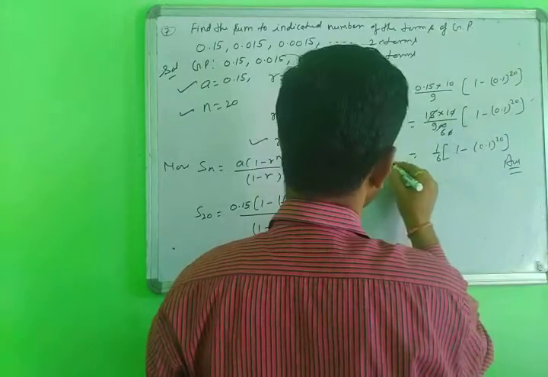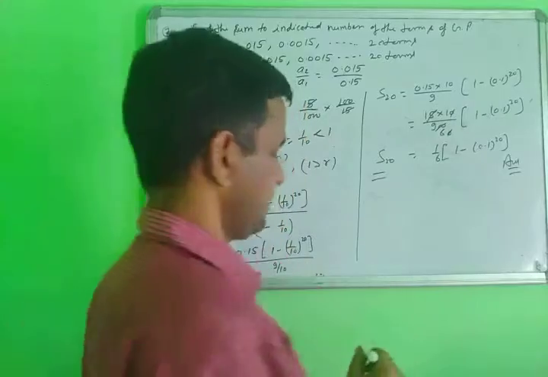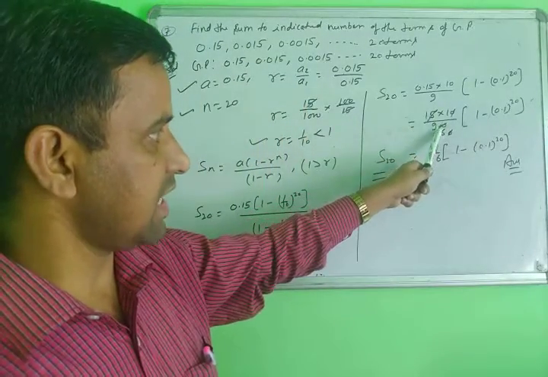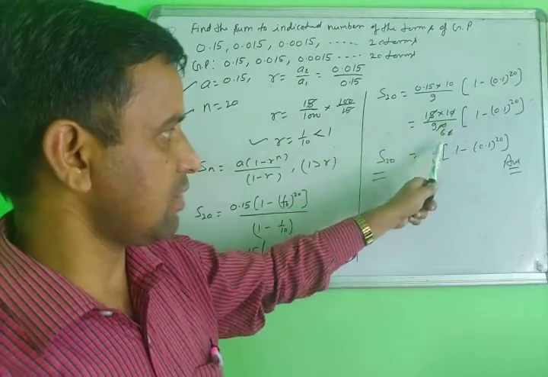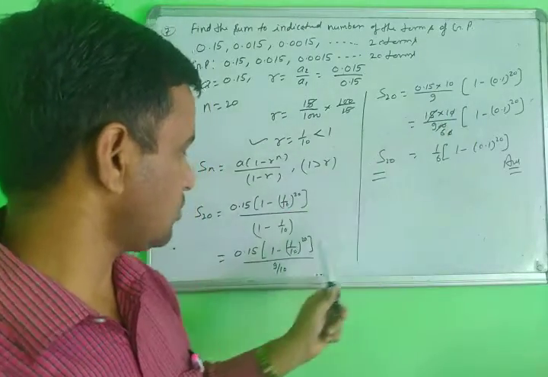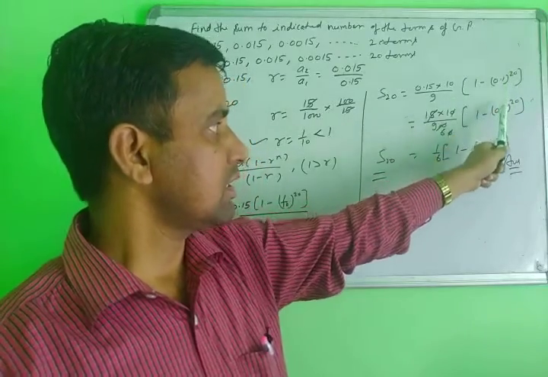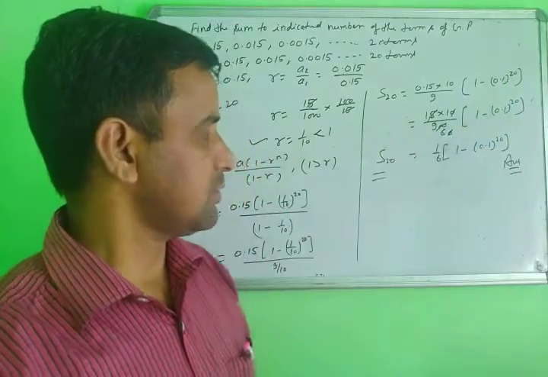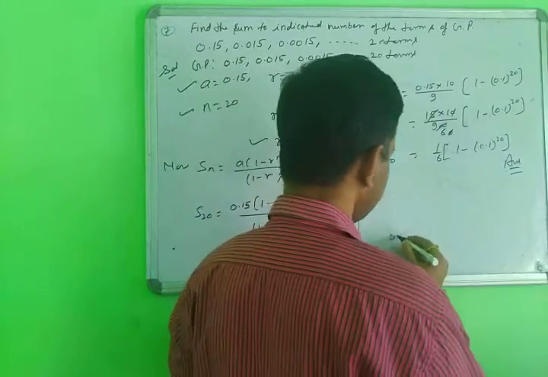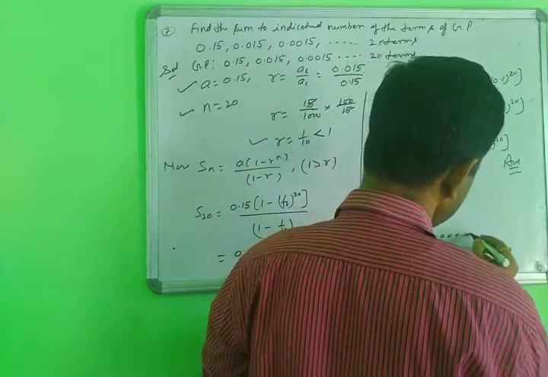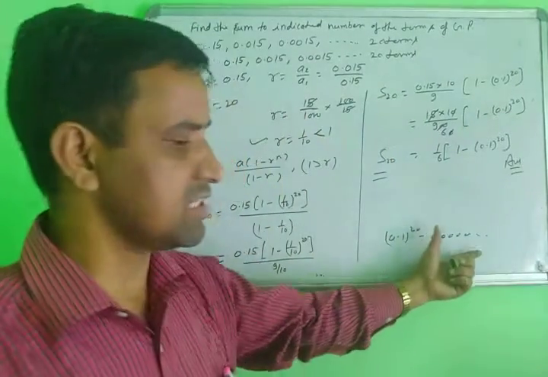This is the S20. This is the value of S20. So when you calculate this, 15 6s are 90, the 0 will cancel here, 1 upon 6. This 1 upon 10 means 0.1 exponent 20. So don't solve this. Suppose you solve this 0.1 to the power 20, the value comes 0.00000 and the number will keep increasing.